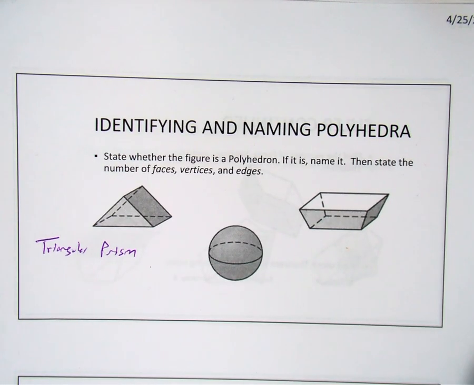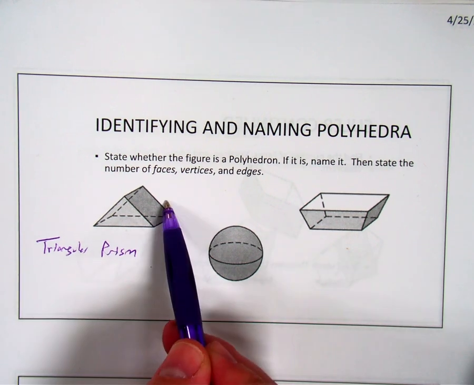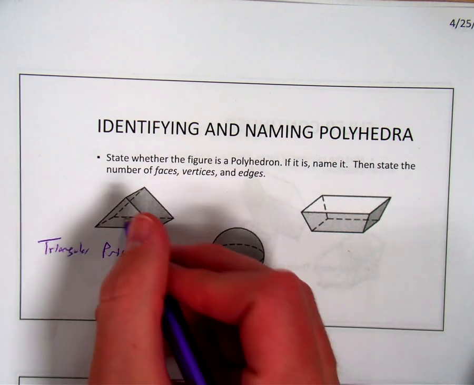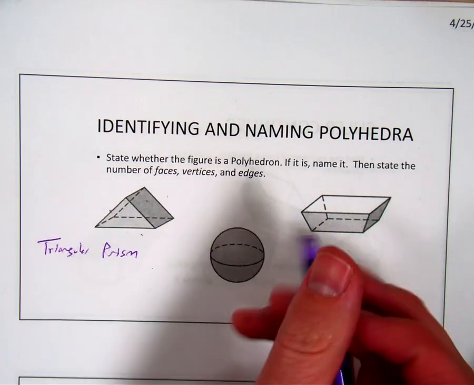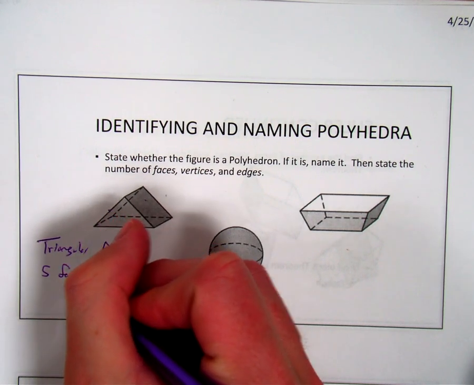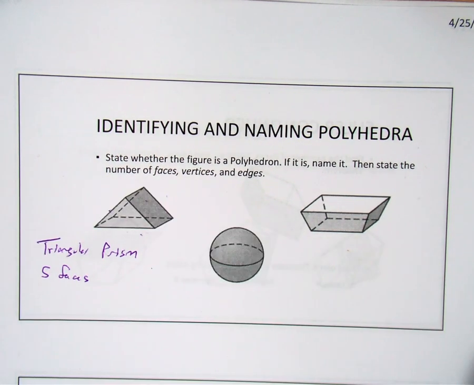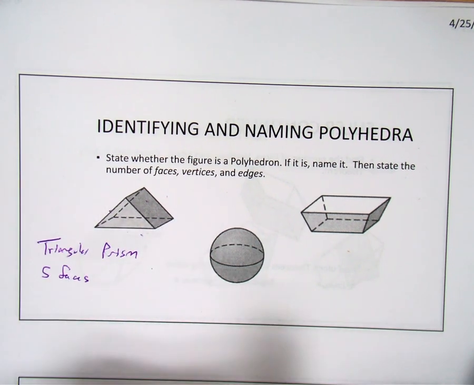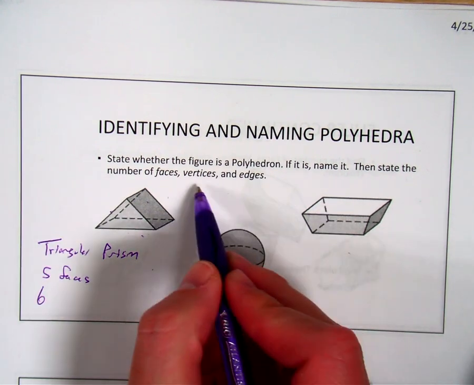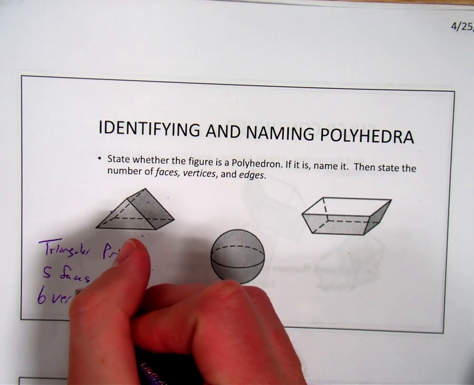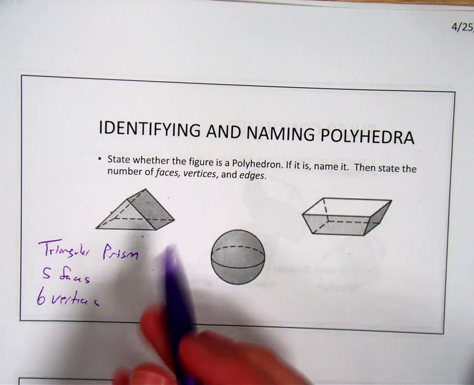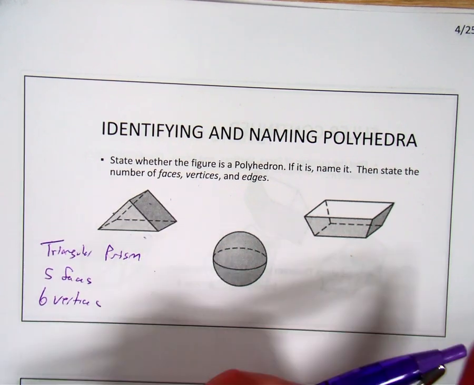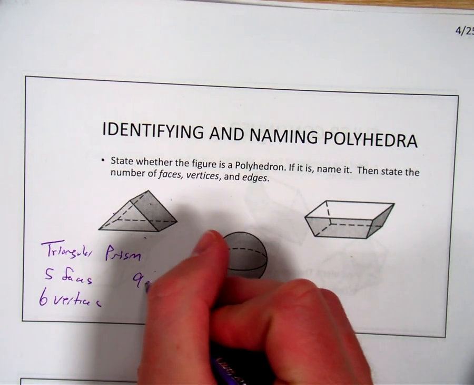Triangular prism, number of faces: it's got a front and a back. You get the left side, right side, and then the bottom rectangle. So there's two triangles, and there should be three rectangles. So that's going to be 5 faces. And then the number of vertices. Get the 3 on the front triangle and the 3 on the back triangle. So 6 total vertices. I missed edges. 3 on the front triangle, 3 on the back triangle, and then the 3 edges that connect the front to the back. So there's actually 9 edges.